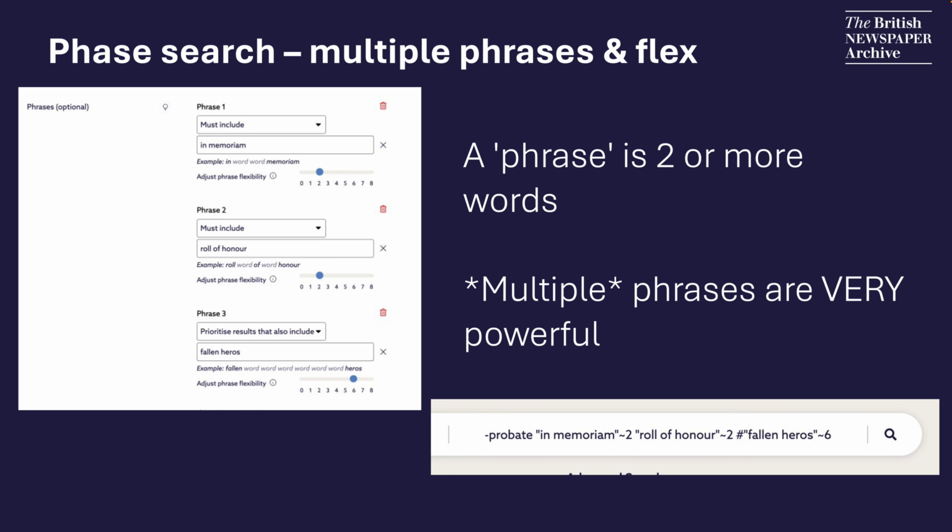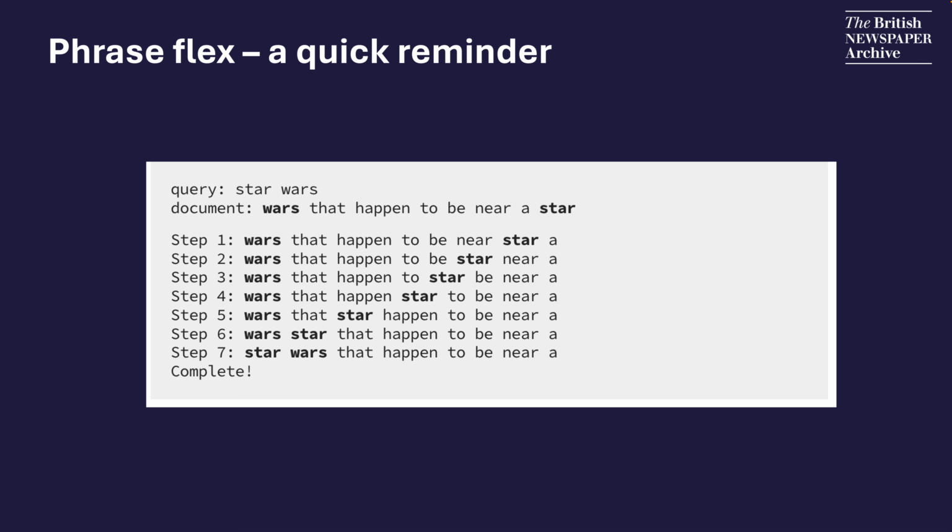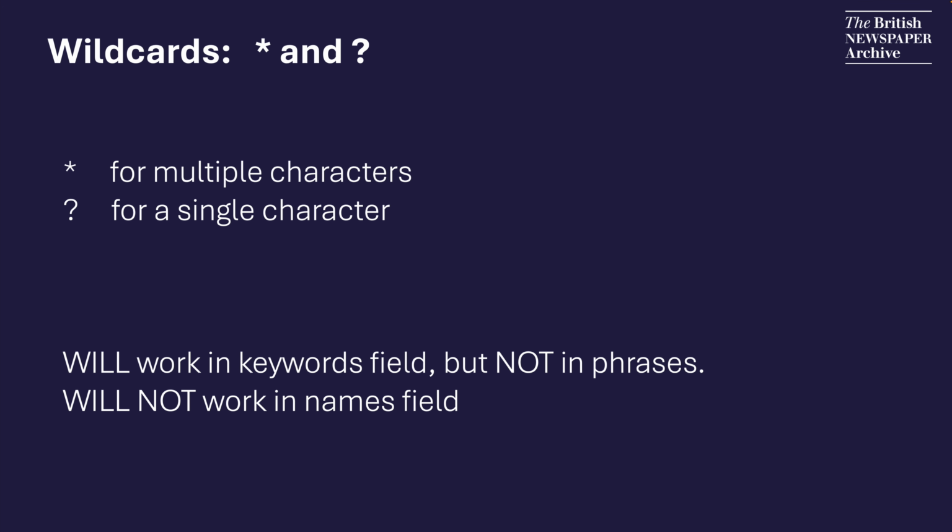And it's all being combined. You can see at the bottom right there, all of the things we've looked at from the past two screens are combined now into this syntax. The minus symbol means exclude. The phrase with a tilde and a number is a phrase with a phrase flex. And prioritise is here, the fallen heroes phrase. So, a quick reminder on what phrase flex is doing there.